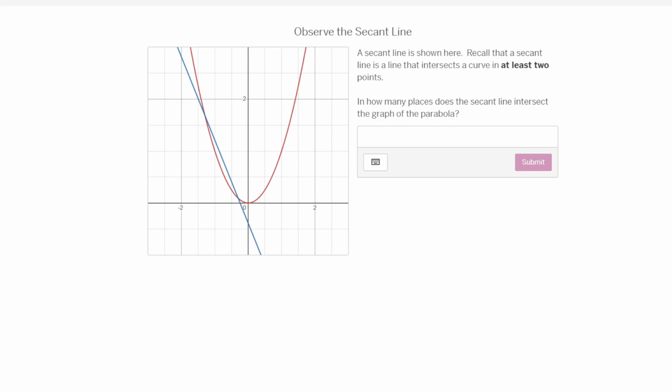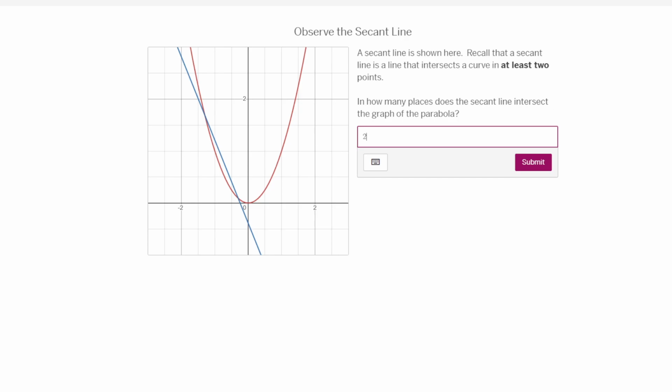Okay, let's go ahead and get started here. We are given a graph of a quadratic function that is crossed by a secant line. Let me remind you that a secant line is a line that crosses a curve in at least 2 points, and we would like to answer this question: in how many places does the secant line intersect the graph of the parabola? So a fairly straightforward answer here. There are 2 points, so that's what I'm going to enter in my answer field.